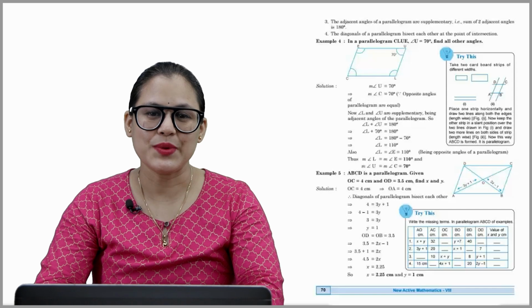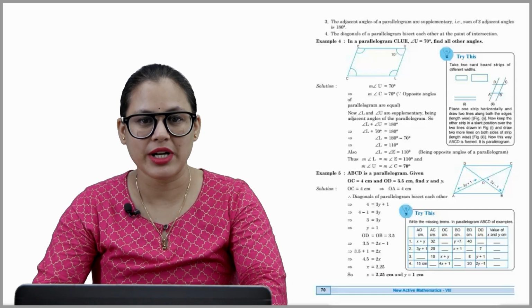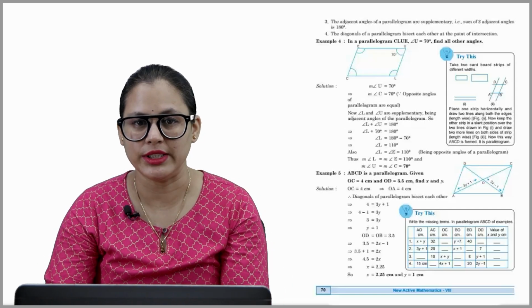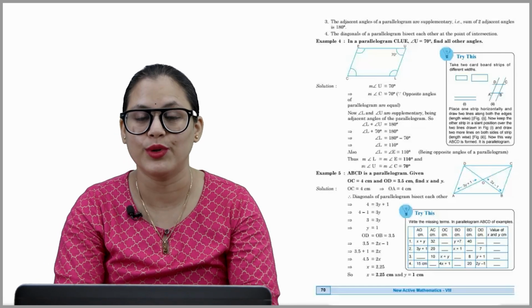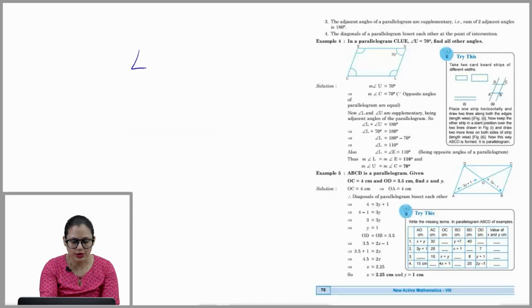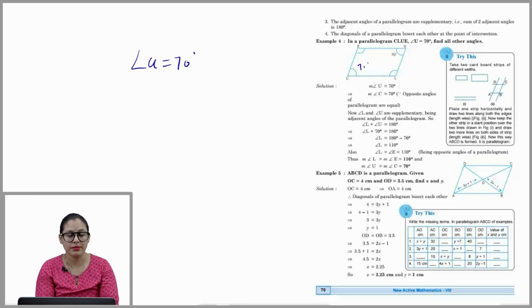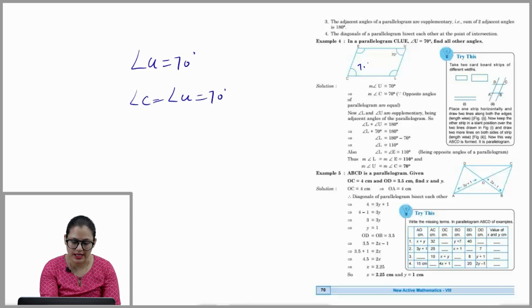Okay, let's do example 4. In a parallelogram CLUE, angle U is given as 70 degrees and we have to find all the other angles. Angle U is equal to 70 degrees, it is given. Now this is also 70 degrees. Why? Because opposite angles of a parallelogram are equal. So angle C is equal to angle U, which is equal to 70 degrees.